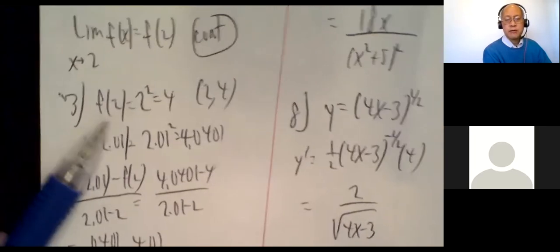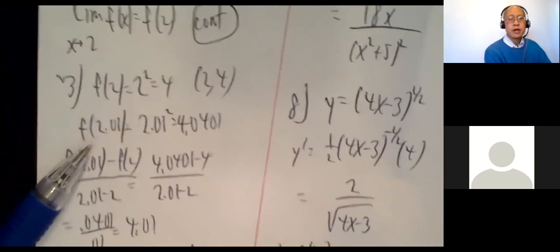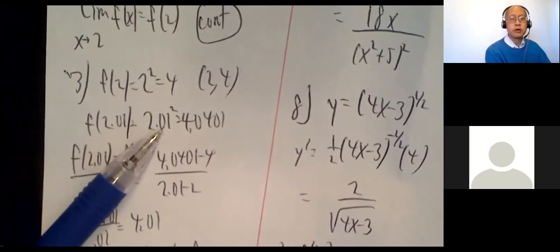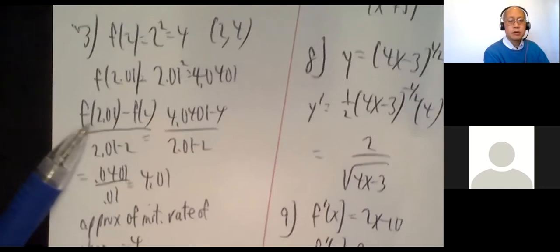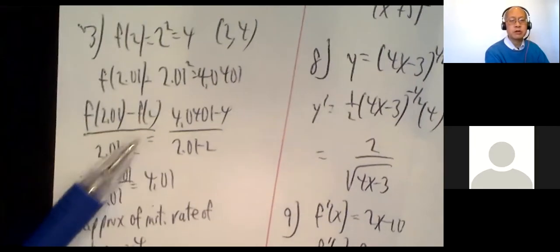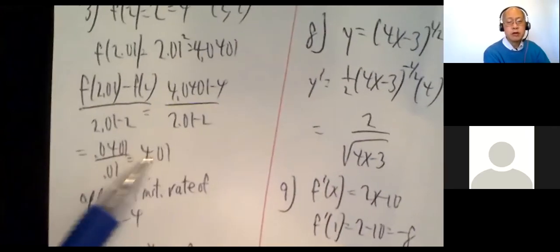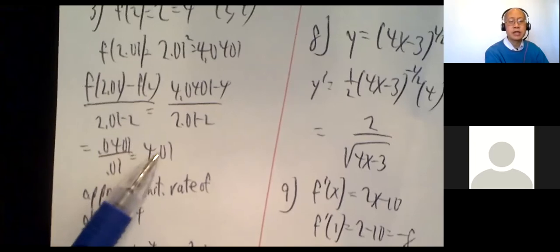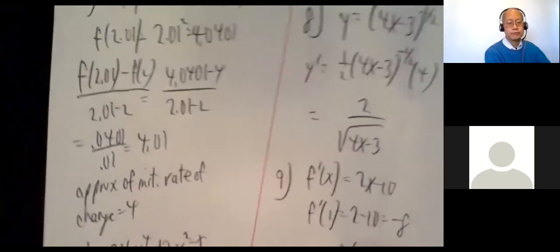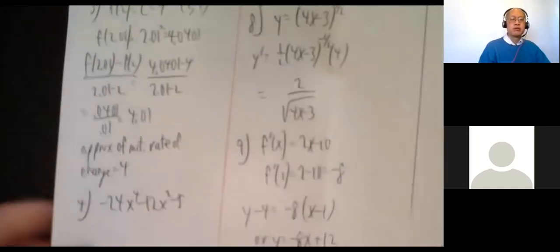Number 3, f of 2 is 4. Plug in 2, get 4. f of 2.01 is 2.01 squared, or 4.0401. So we want (f of 2.01 minus f of 2) divided by (2.01 minus 2). Grind it out, it comes out to be 4.01. Therefore, what's our approximation for the instantaneous rate of change? Well, this is near 4, so the answer would be 4. Number 4, give the derivative. Pretty straightforward.